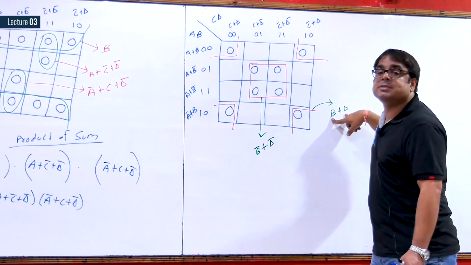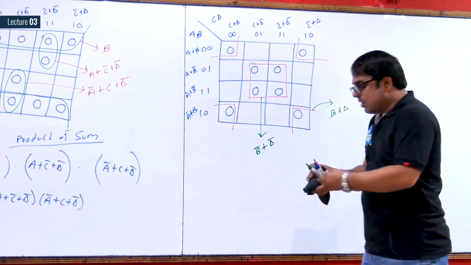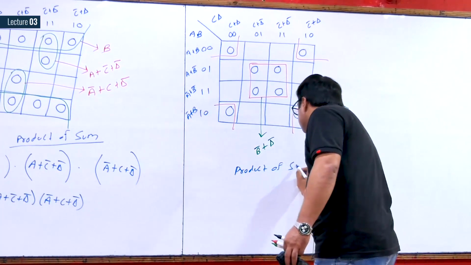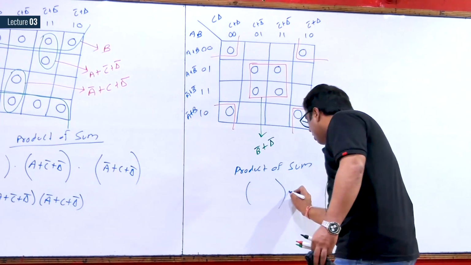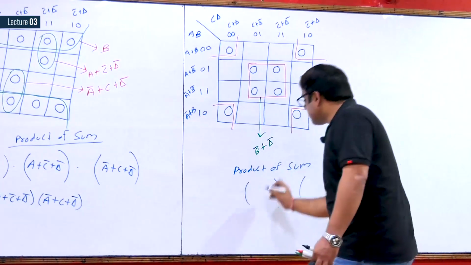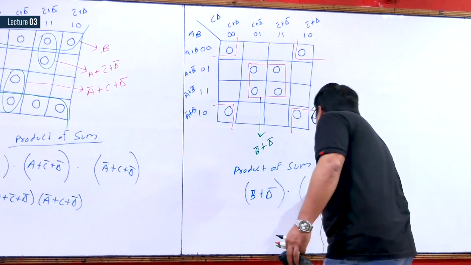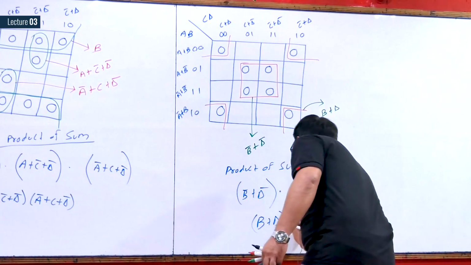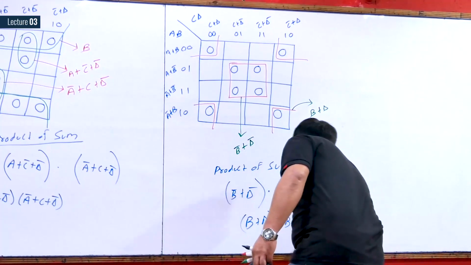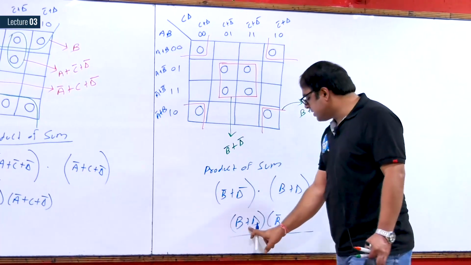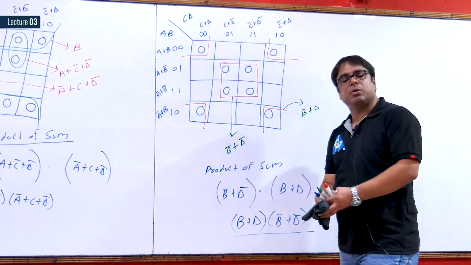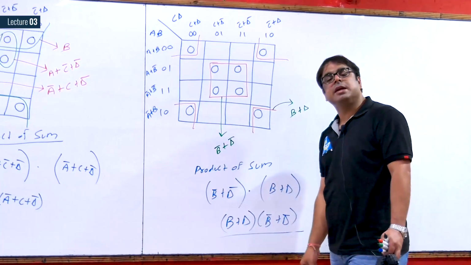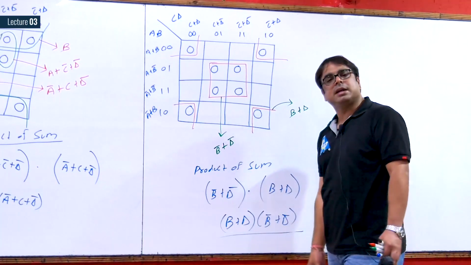Each term is a sum term. Product of sum. So final answer, please see. Product of sum. Sum dot sum. So this is B complement plus D complement. This is B plus D. So the final answer is B plus D dot B complement plus D complement. This is the correct answer.